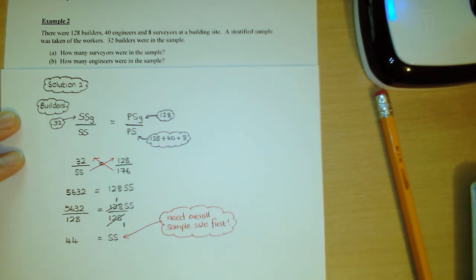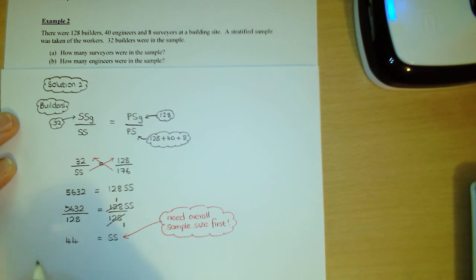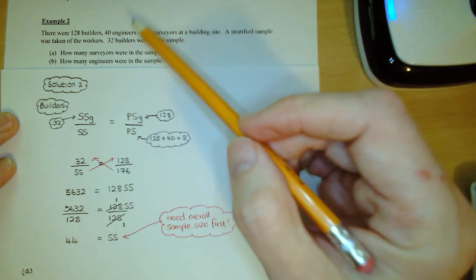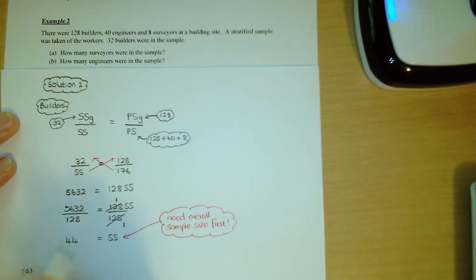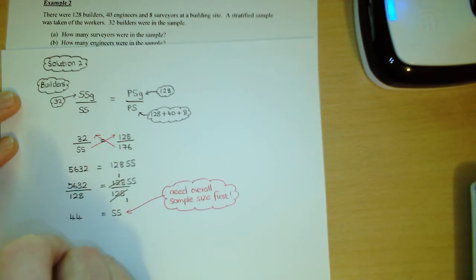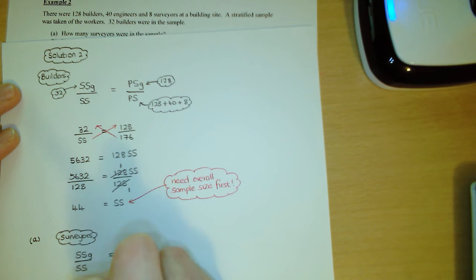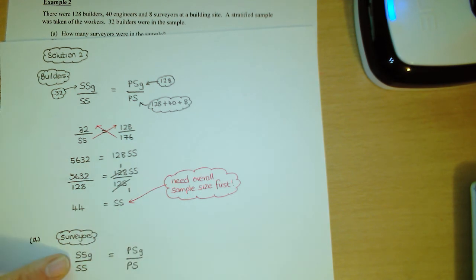So now we're going to answer part A. Part A asks us how many surveyors were in the sample. So we're going to look at the group surveyors. And again, write out our formula. Sample size of group divided by sample size is equal to population size of group divided by population size. And again, we're looking for SSG. That's what we want.